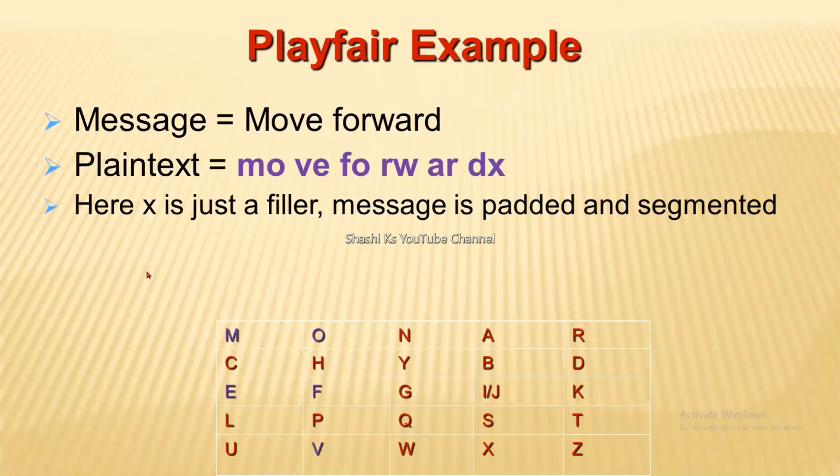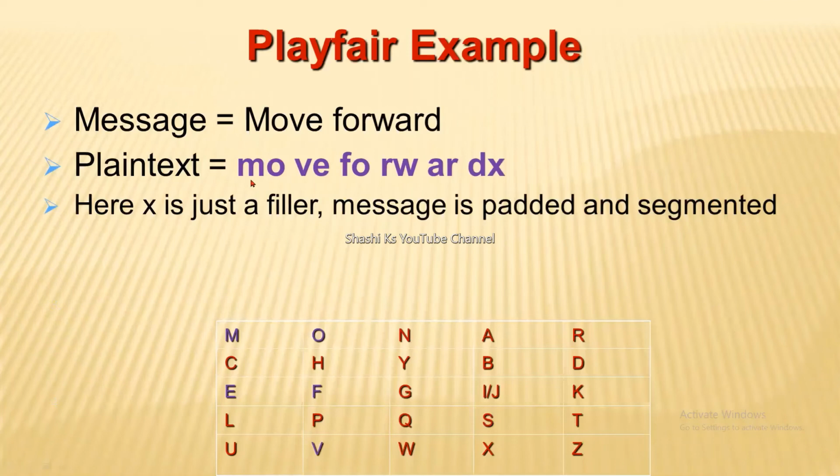Say for example, if your plain text is move forward, you want to encrypt move forward using Playfair cipher, then you will be treating two letters as one unit. So MO is one unit, VE is one unit, FO is one unit, RW is one unit, AR is one unit, D is left alone. So the message is padded with X. Okay. Then this is our Playfair key matrix, which is a 5x5 matrix.